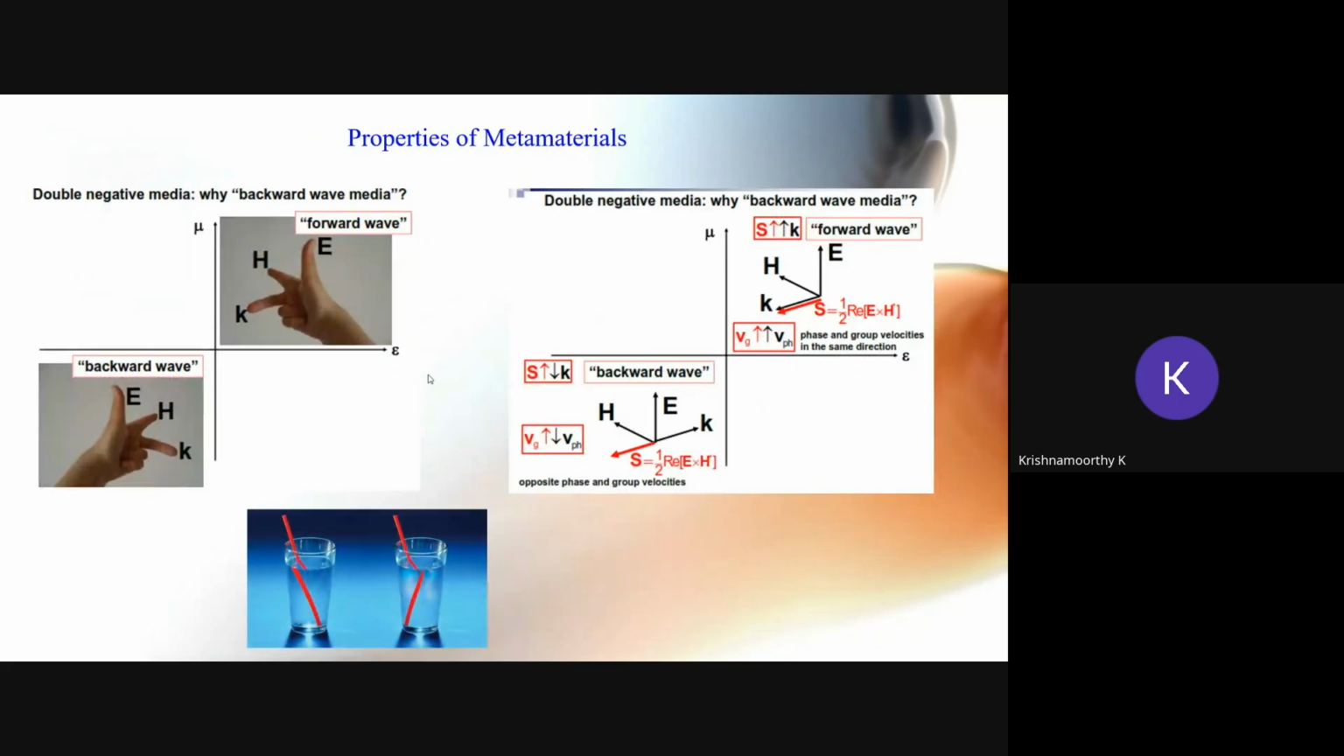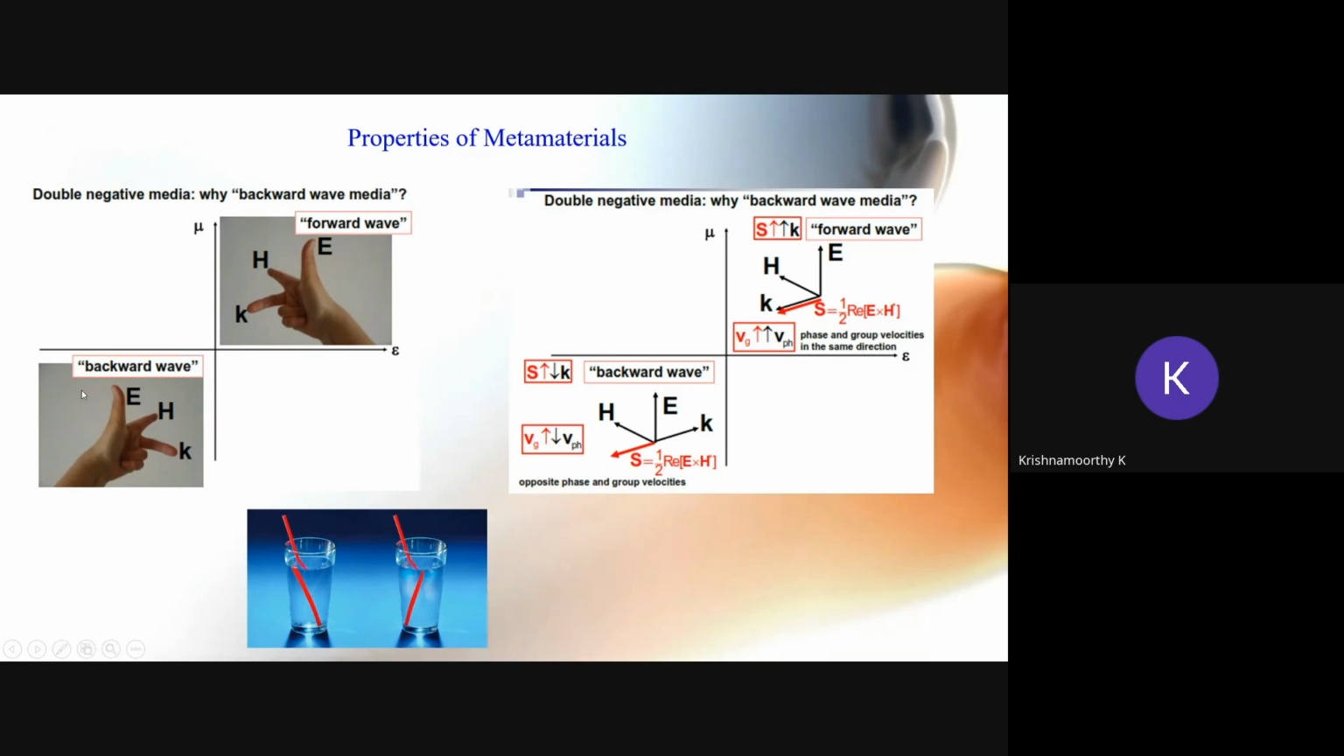The conventional medium is going to obey the right hand rule. The double negative medium is going to obey the left hand rule. This material we sometimes call left hand material, and the conventional medium we sometimes call right hand material. If you take the right hand, the thumb, the index finger and the pointing finger, as the electric field, magnetic field, and the direction of the k vector, it is going to obey the right hand rule, and this we call forward wave propagation.